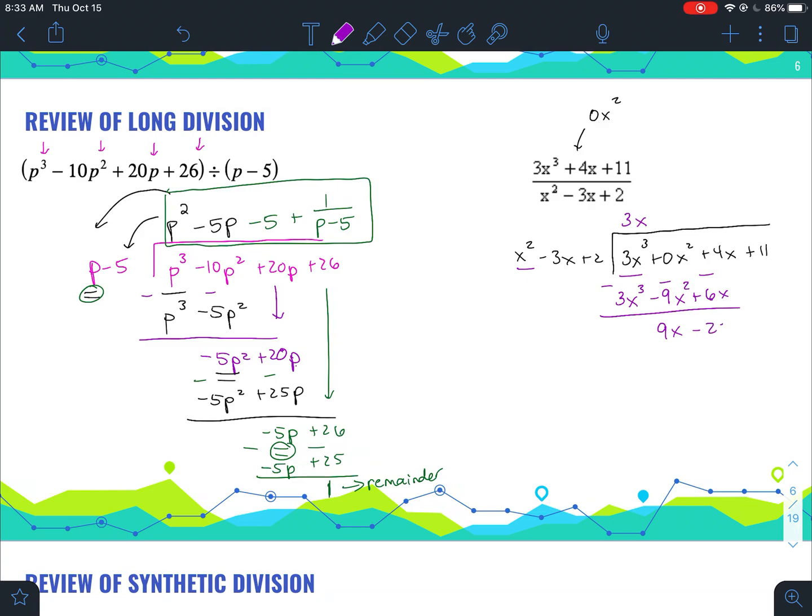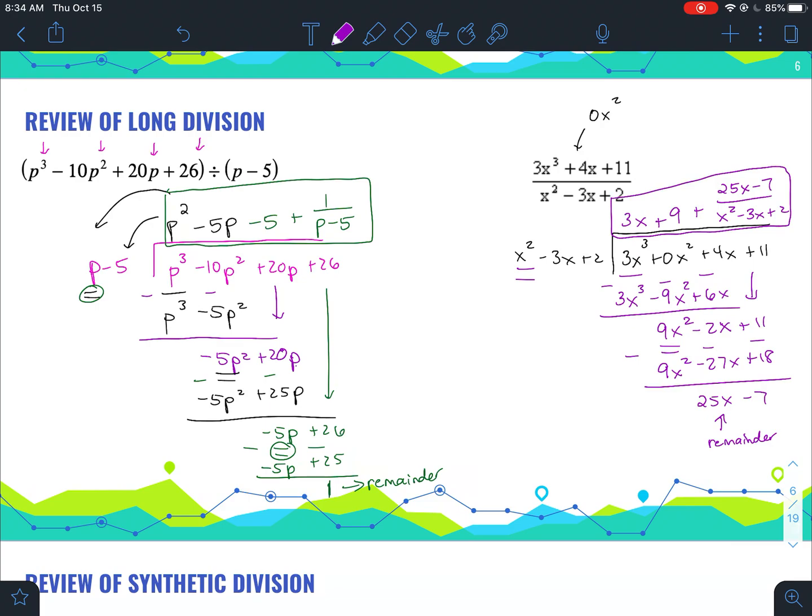9x squared minus 2x, and then bring down the next term, plus 11. And then x squared times what is going to give me the 9x squared? Well, that's going to be plus 9. So then multiply that out. That would be 9x squared minus 27x plus 18. And then subtract, subtract, subtract. And then this would be 25x minus 7. And this is my remainder. And then remember, you always put the remainder over what you were dividing by. So plus 25x minus 7 over x squared minus 3x plus 2. And then that would be my answer to that long division problem.